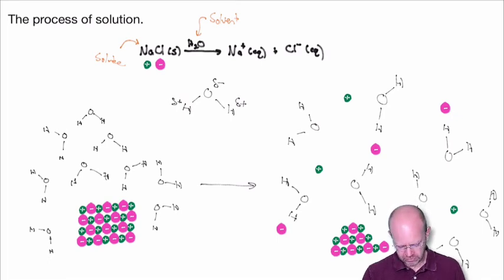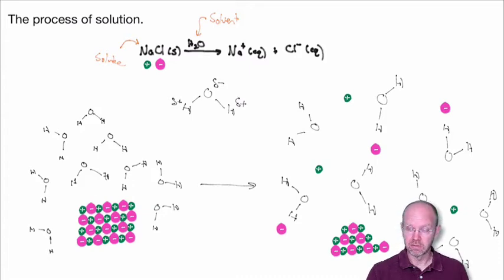But what's happening is the sodium and chloride ions are just being surrounded by water. We call that the process of solvation, or the total process is dissolution. When a salt totally dissolves, it's dissolution. So that's what the process of solution is.